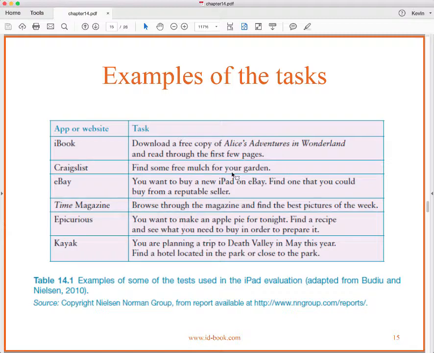So what were the apps or websites they had to do? Well, they had them do iBooks. That's an app. Craigslist. That's probably a website. eBay, probably a website. Time Magazine, not sure. Epicurious, I think it's a website. And Kayak, I think that's a website too, but I'm not sure. So they were trying to figure out what was the experience on the iPad with these various tests.